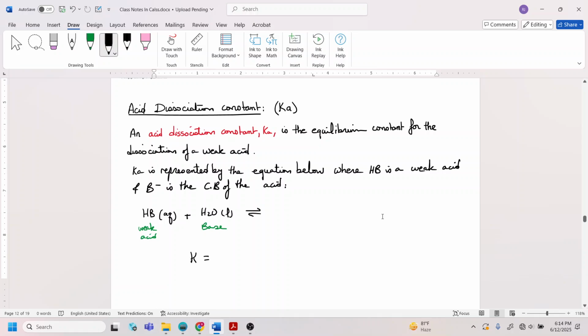We normally have representations for strong acids and weak acids. We mentioned earlier that strong acids are represented by HA. So HA is a representation of a strong acid. Now, if you want to represent a weak acid, we represent it by HB. This is the same thing. It's an acid, but the acid is going to be a weak acid.